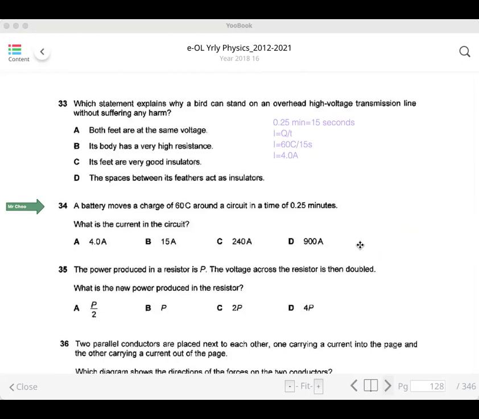Okay, so as you can all see from Oscar's working, the answer for 34 is A. Clear? Okay, let's do the next question.